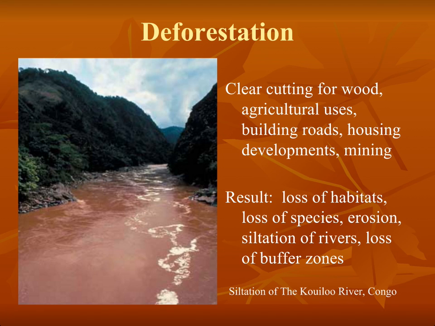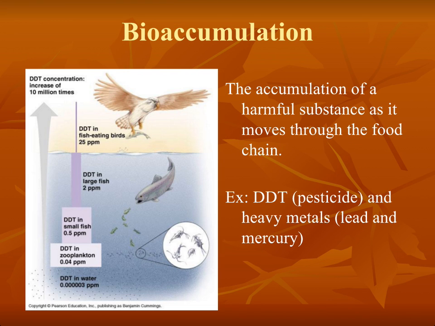The accumulation of harmful substances as it moves through the food chain. This is called bioaccumulation. Pesticides is an example, moving through the food chain, affecting one organism, which affects the organism that eats it, which affects the organism that eats that. Same thing with mercury. Sometimes the grocery stores put out, or the news has out things, don't eat any tuna right now. There's high levels of mercury in the water.